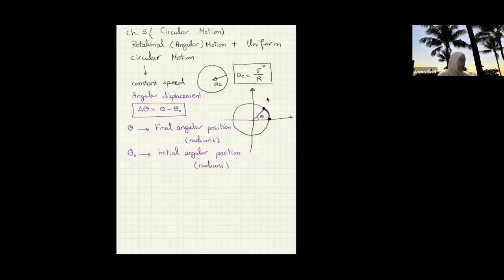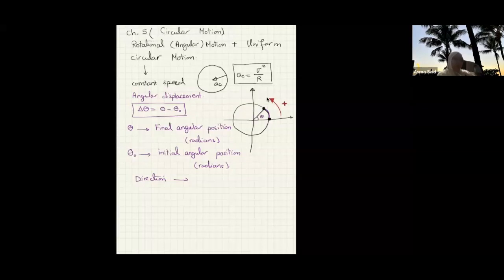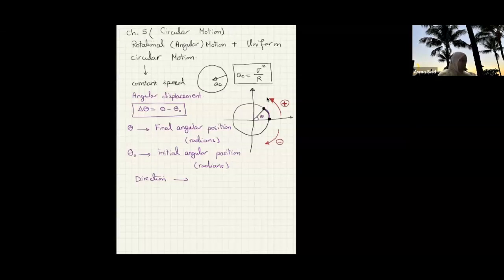Now, since this is displacement, I need to think about the direction. And for the direction, this is like a convention. It's not something that has an origin. But we will agree that if the object is rotating anti-clockwise, then the displacement is gonna be positive. If it is moving clockwise, it's gonna be negative. This is the notation that we are going to use.